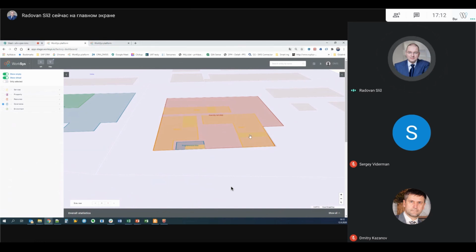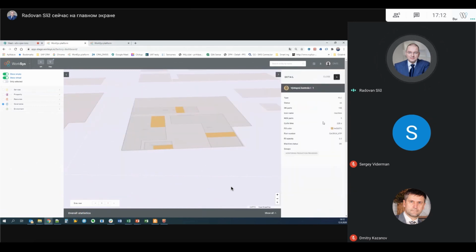Okay. I go back to the assembly hall. Where is the ending of the line? It means information about the output control, where we collect information about the production.